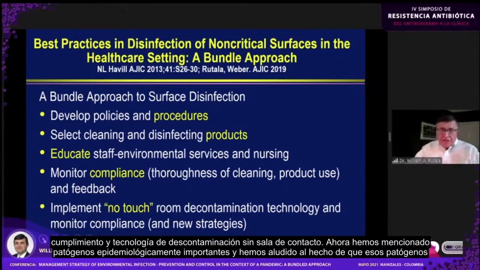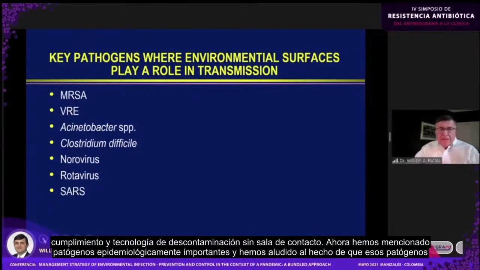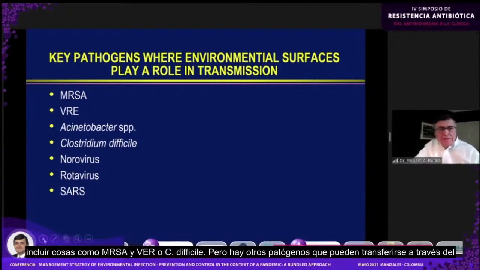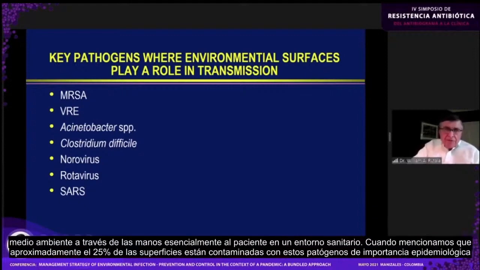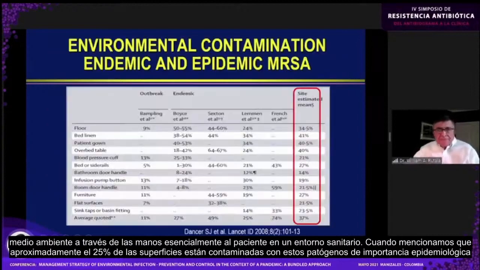Now, we have mentioned epidemiologically important pathogens, and we've alluded to the fact that those pathogens include things like methicillin-resistant Staph aureus or vancomycin-resistant enterococcus or Clostridium difficile. But there are other pathogens that can be transferred via the environment via hands to essentially the patient in a healthcare setting.